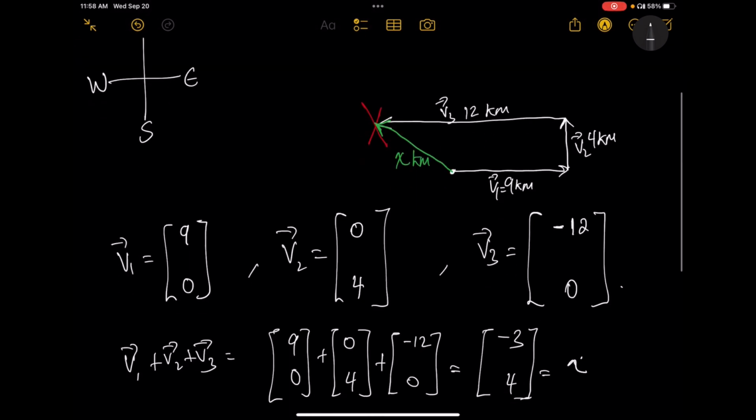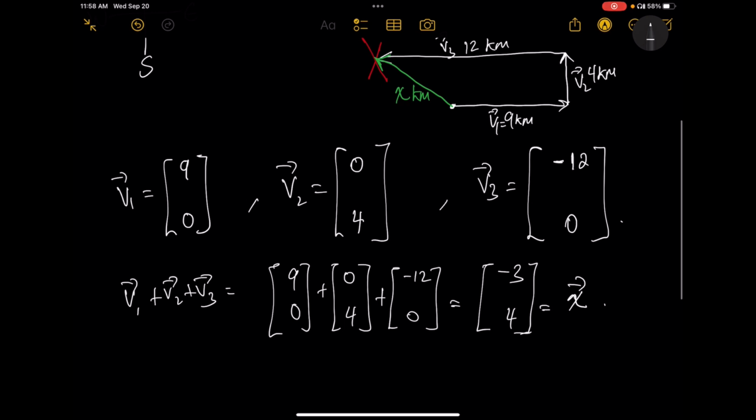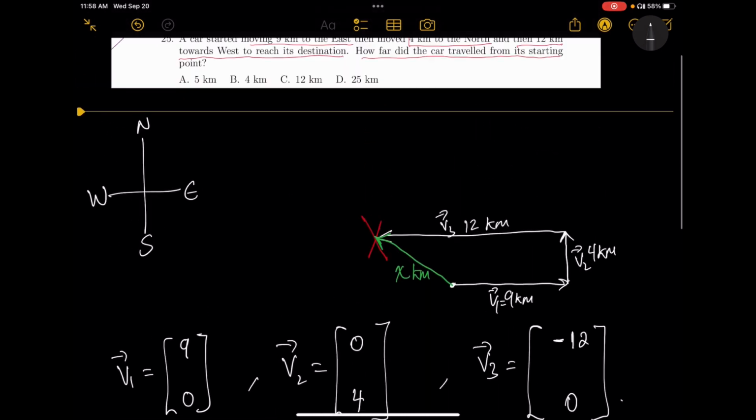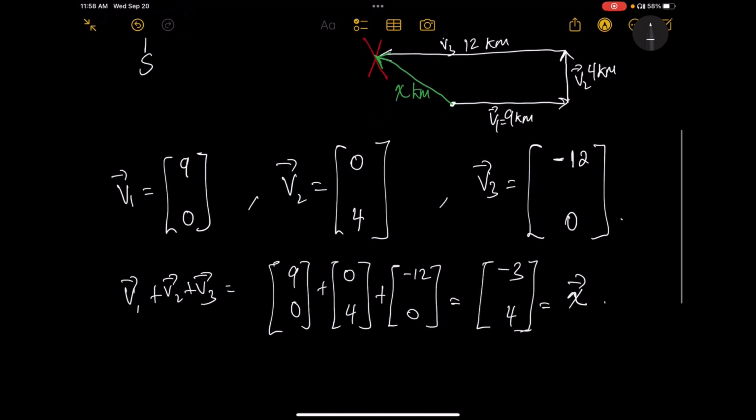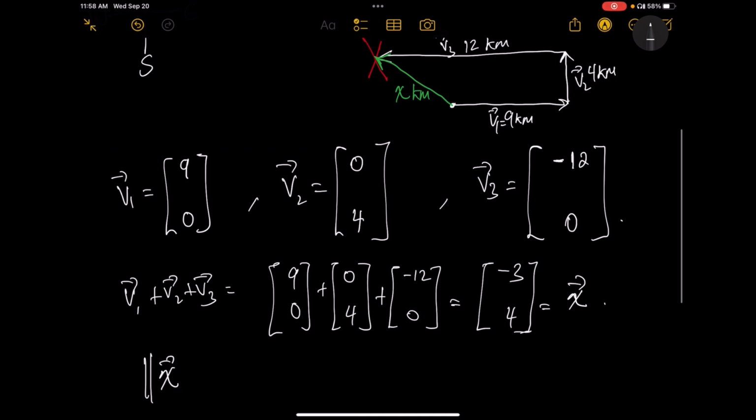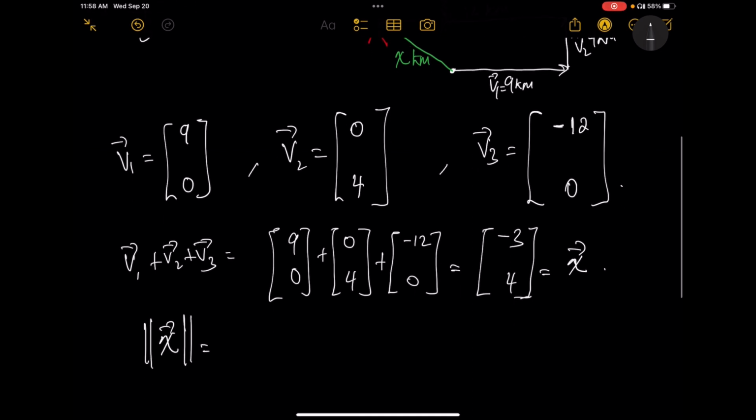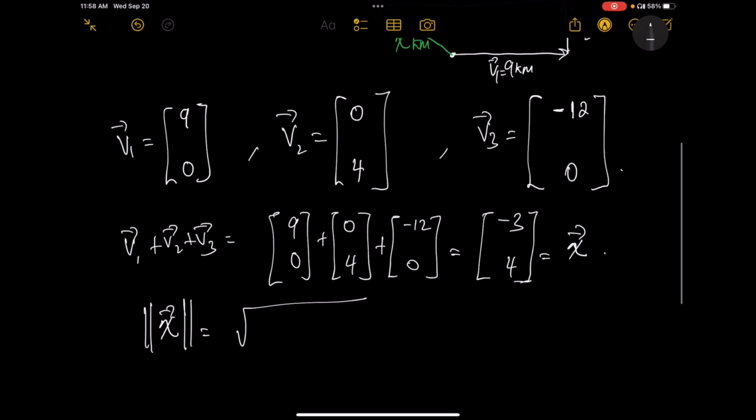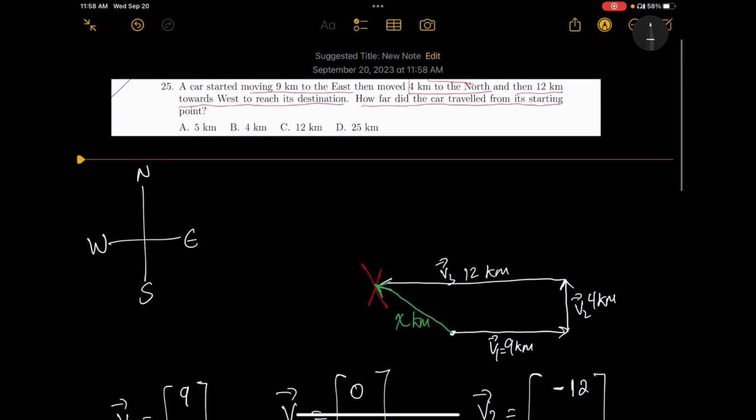This is the resultant vector. We can say this is vector x. Now since we are being asked the distance, how far, we are just going to calculate the norm of vector x, which will be the square root of negative 3 squared, that is 9, plus 4 squared, that is 16. 9 plus 16 is 25, the square root of 25 is 5. Therefore x is 5 kilometers.